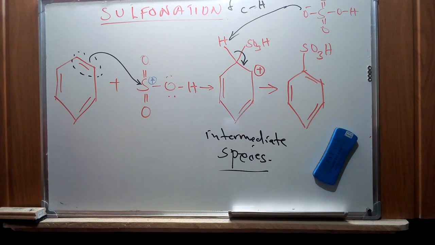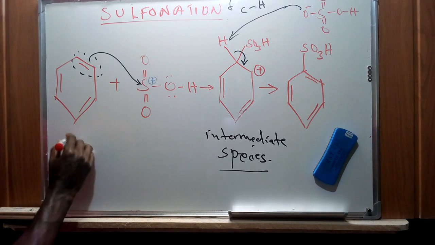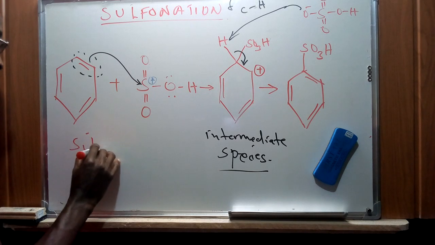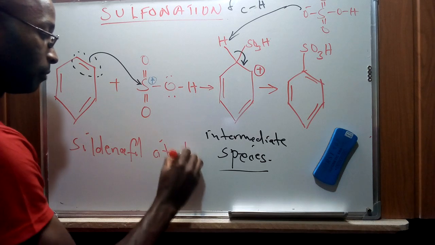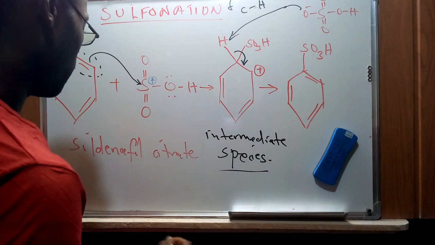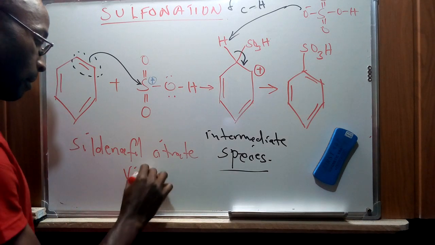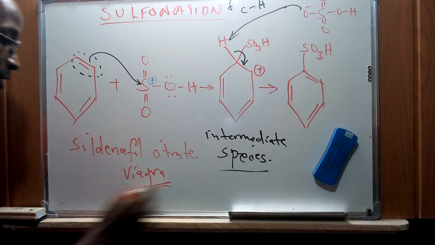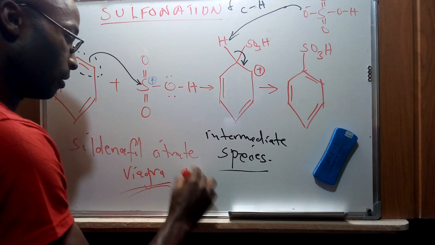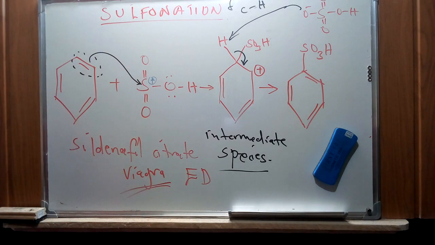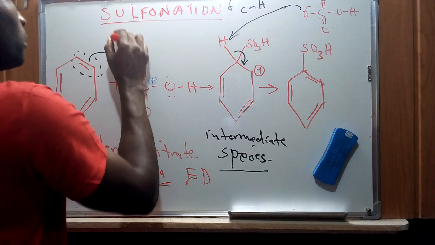This process of sulfonation is the one that is applied in the manufacture of sildenafil citrate that goes by the brand name Viagra. Viagra can be used in the treatment of a male reproductive condition known as erectile dysfunction, or sometimes it can be used in the treatment of pulmonary hypertension.